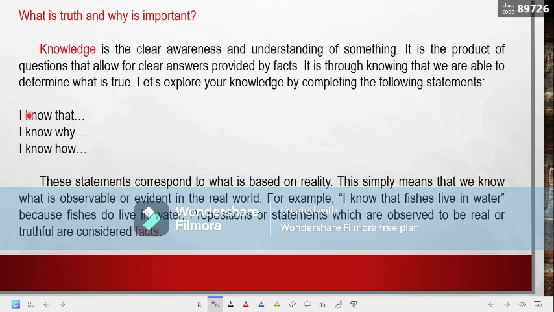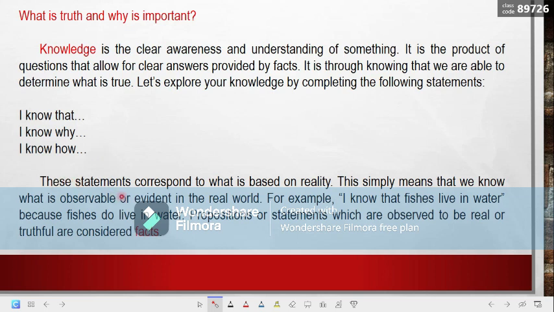Okay, I want you to answer also this one to fill in. Continue to fill in this statement. Then I know why you continue this statement, and I know how. Okay, same procedure, continue this statement. Still, you're going to answer this in your philosophy activity notebook.